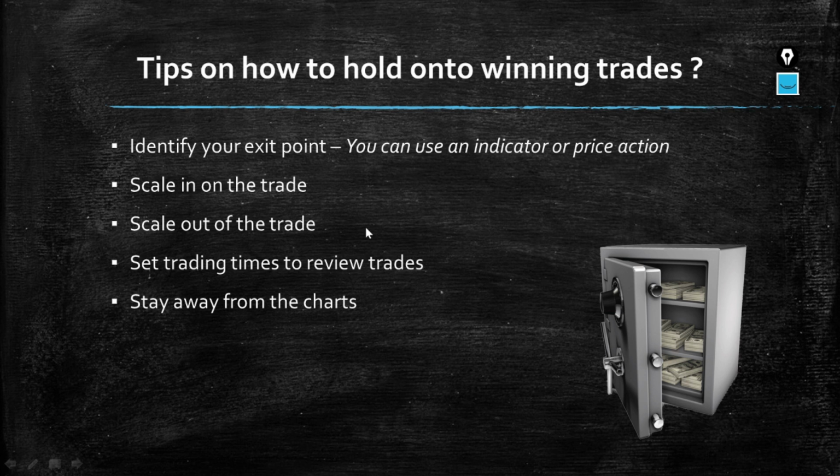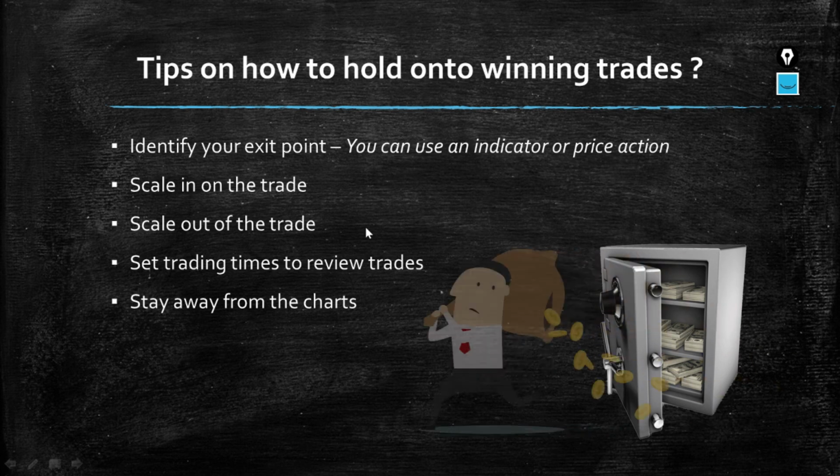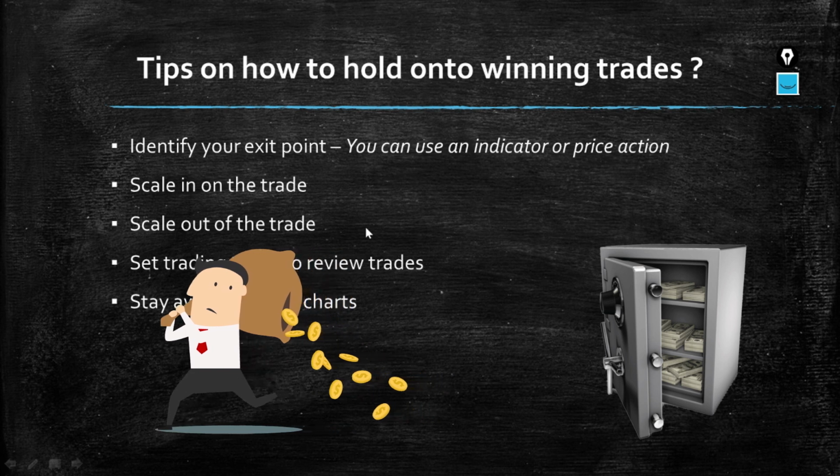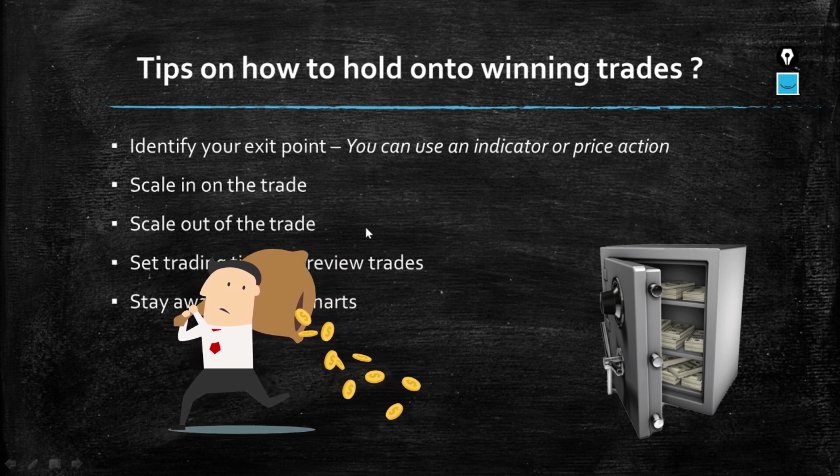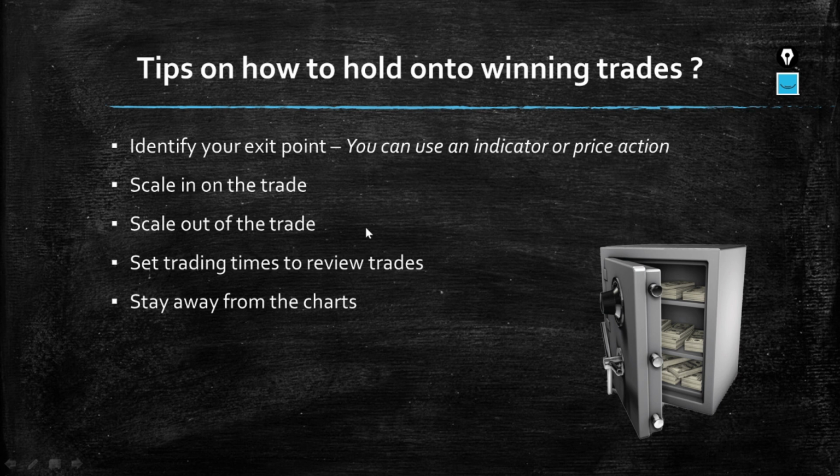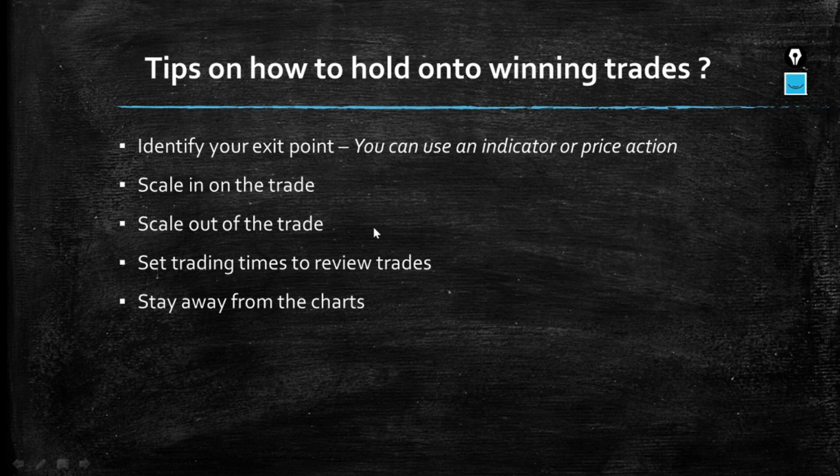So when you scale out, you're basically decreasing the amount of profits that you have on your running trade, meaning that you're closing half and leaving the remaining half in your running position until it hits the final exiting level. So next we're gonna cover setting trading times to review your trades.